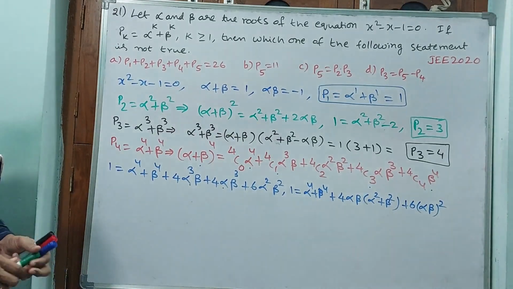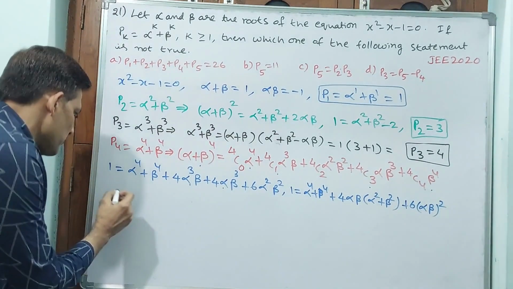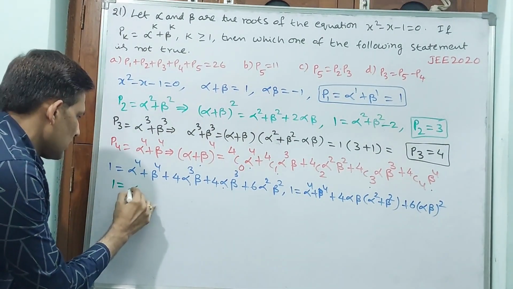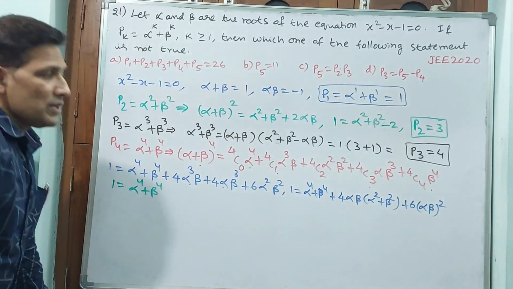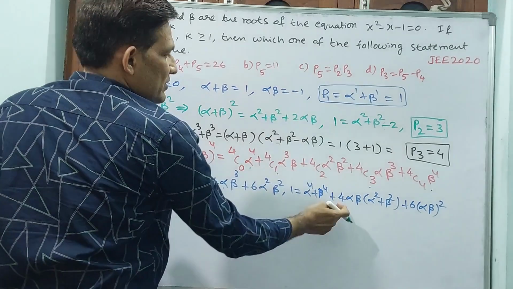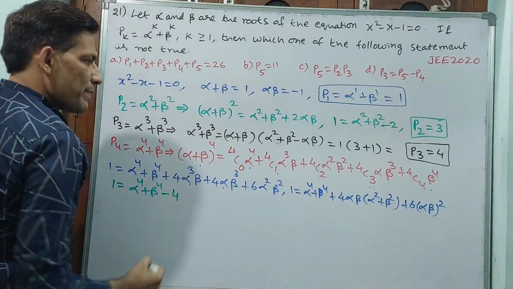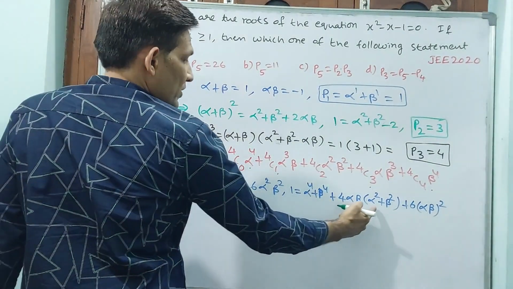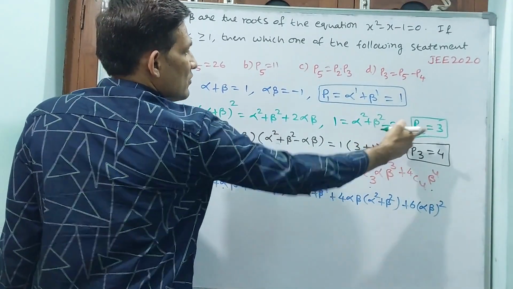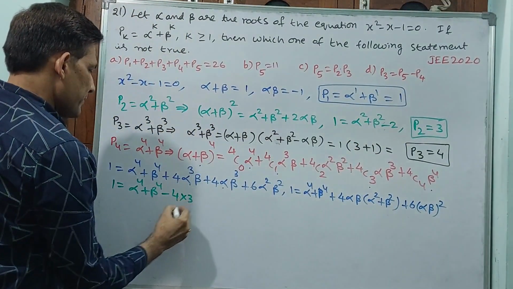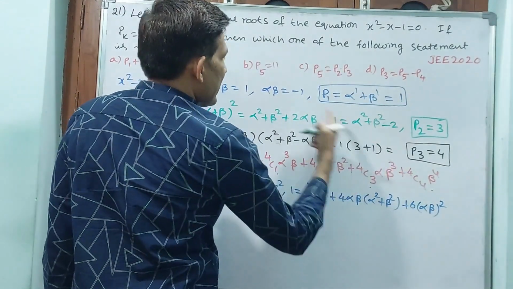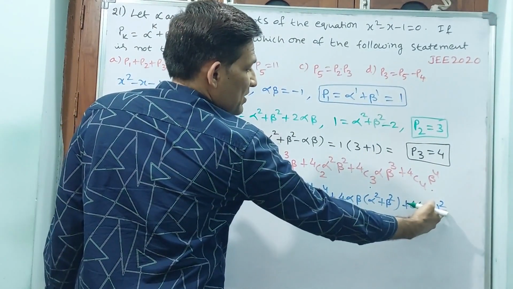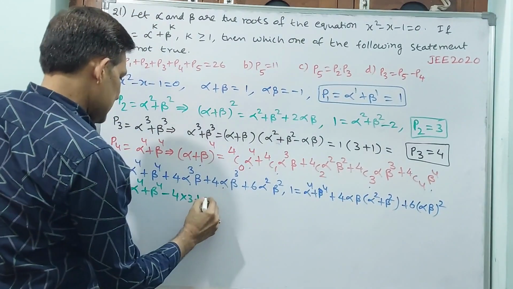Okay, now proceed then. 1 is equal to alpha to the power of 4 plus beta to the power of 4. See, alpha beta value minus 1 means this is going to become minus 4. Alpha square plus beta square value is 3, minus 4 into 3. See, alpha beta value again minus 1, but square is there, plus 1, it is going to become plus 6.